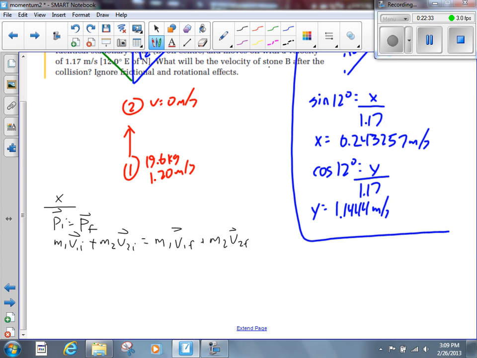M1v1i plus M2v2i equals M1v1f plus M2v2f. This is something that happens fairly often, although not always, on tests. When you get a multiple choice question that is a two-dimensional collision or two-dimensional explosion, we will find oftentimes that the mass is the same. What can I do if the mass is the same? Cancel.